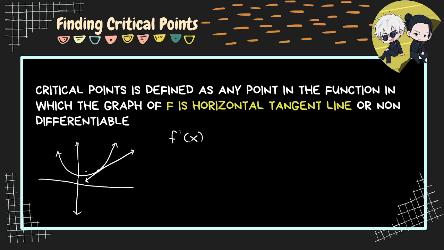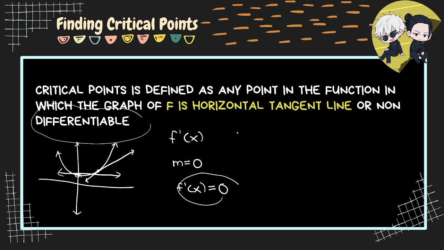Now, when we have a horizontal tangent line, just like on this point, meaning to say, our slope is 0. Therefore, if our slope is equal to 0, our first derivative is 0. So that is the x value such that the value of the first derivative is equal to 0. And a critical point can also be found at a point of non-differentiability. Later we are going to discuss that.